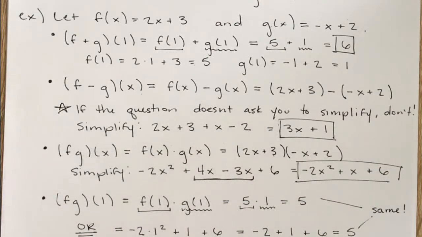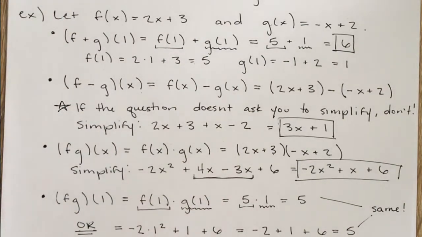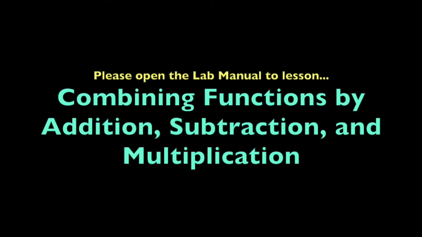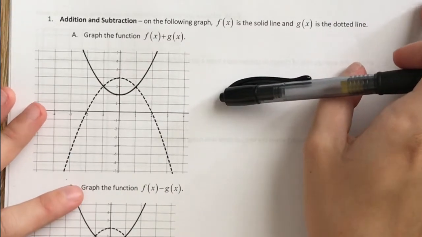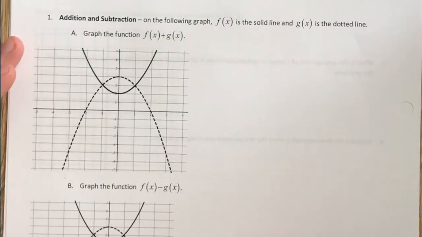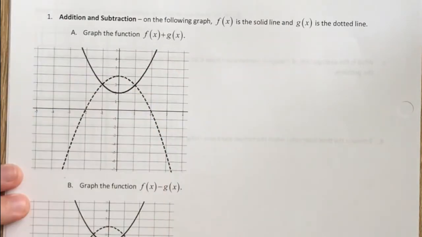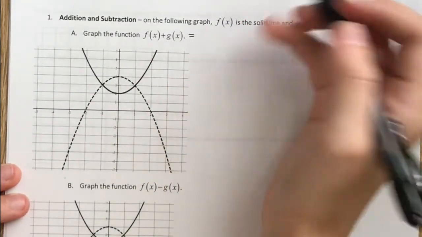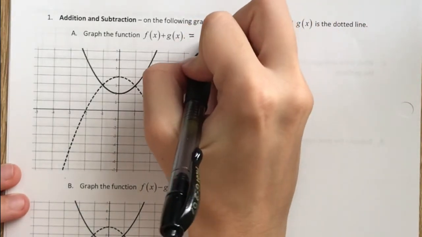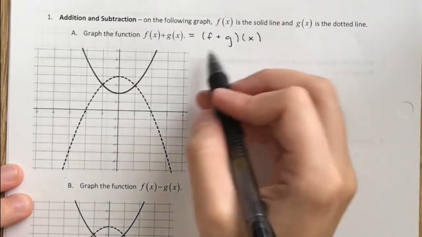Great. Okay, now that we've looked at it kind of symbolically, let's look at this graphically. So let's turn to the combining functions by addition, subtraction, and multiplication section of the lab manual. Here, this first question is asking us to graph the function f of x plus g of x. We know that this is just the function f plus g of x, right? We have a name for it.